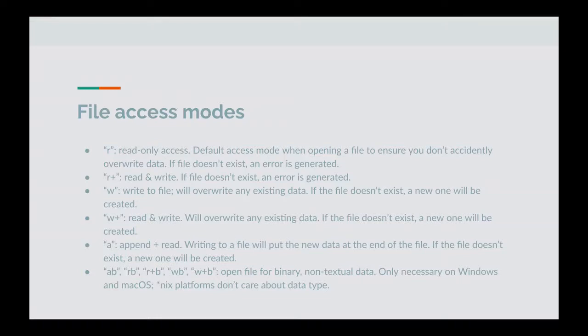You can have a W to write to the file, and that will overwrite any existing data. If the file does not exist, because you're opening a file to write to, it will create that file for you and an error will not be created. W+, similar to R+, is read-write mode. Like a write file, it will overwrite any existing data, and if the file doesn't exist, it will create a new one for you.